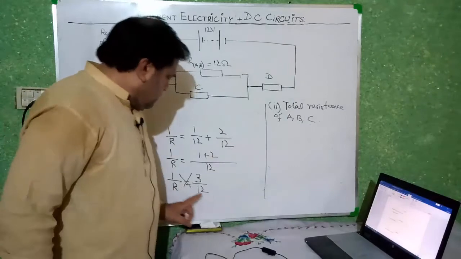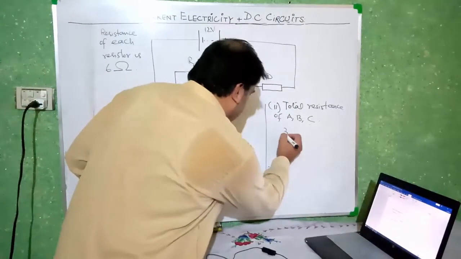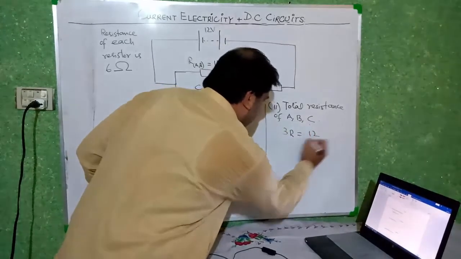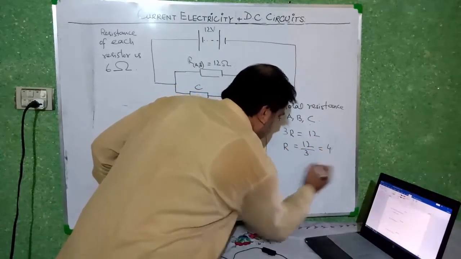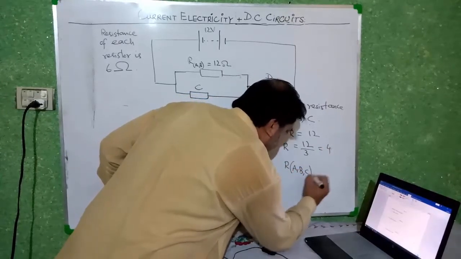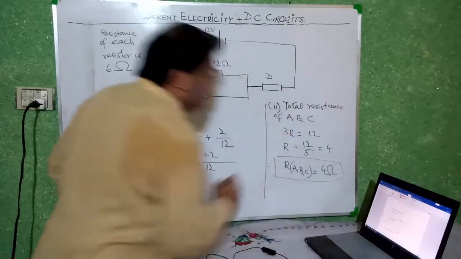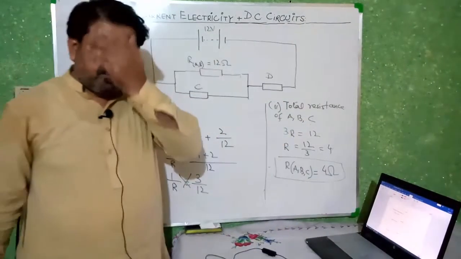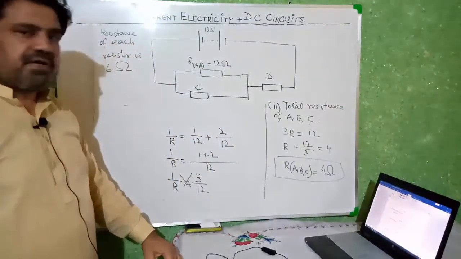1 over R is equal to 3 over 12. If we cross multiply it, we get 3R is equal to 12, so R is equal to 12 over 3, which is equal to 4 ohm. So the total resistance of A, B and C becomes 4 ohm. I hope it's clear. It's not completed yet, but definitely we have done two parts.